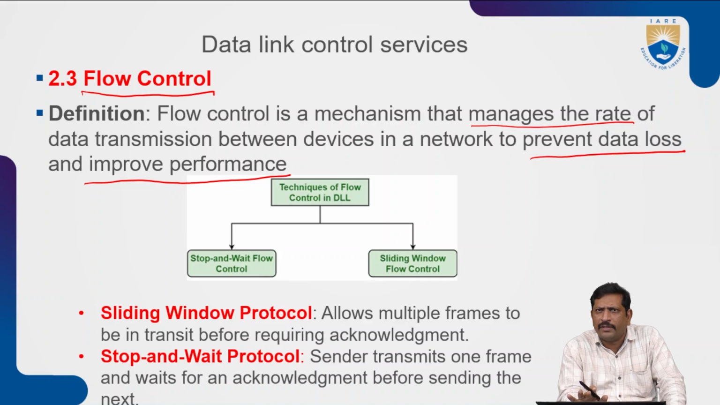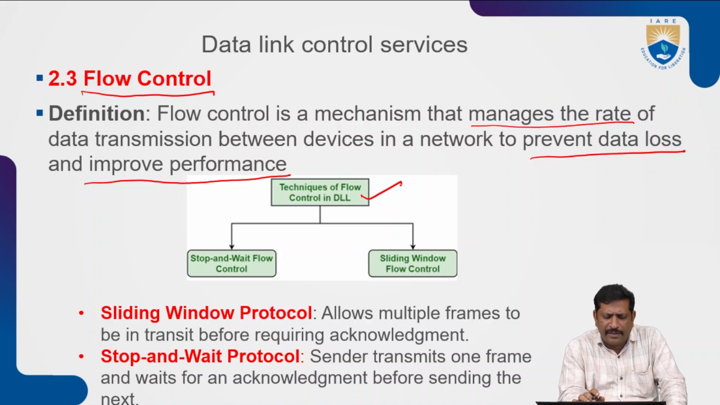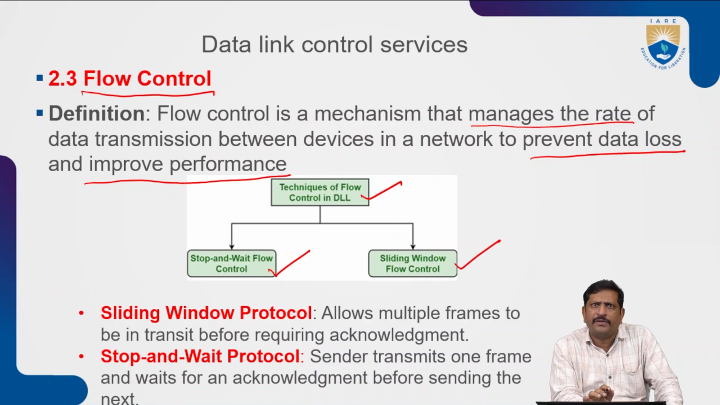Generally in a computer networking system, the techniques of flow control in the DLL are stop and wait flow control, and another technique, sliding window flow control. These two techniques can be utilized.